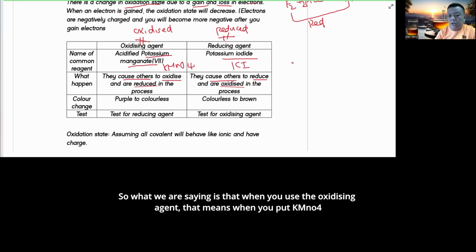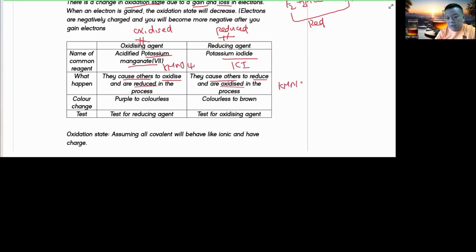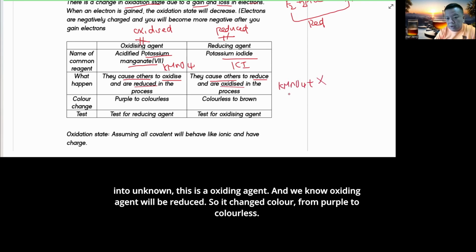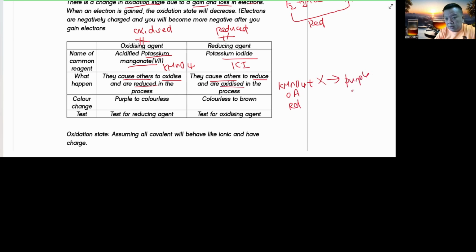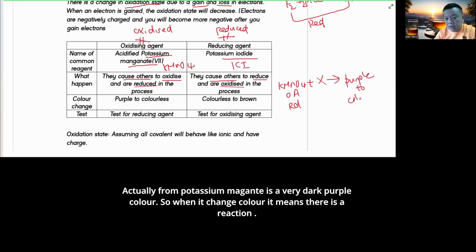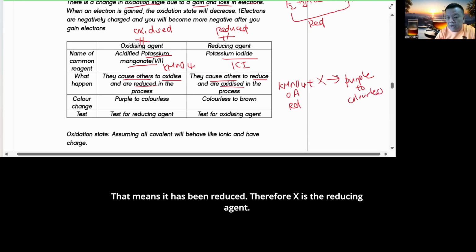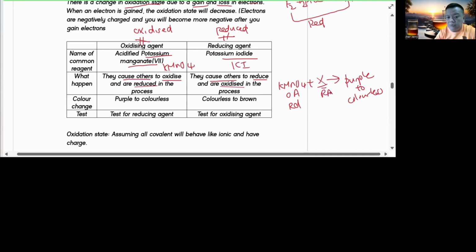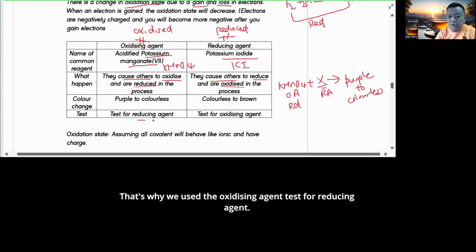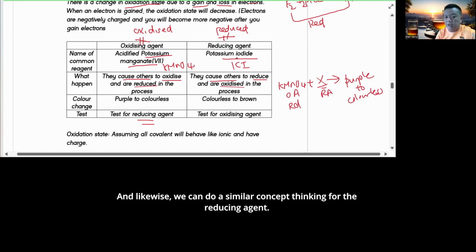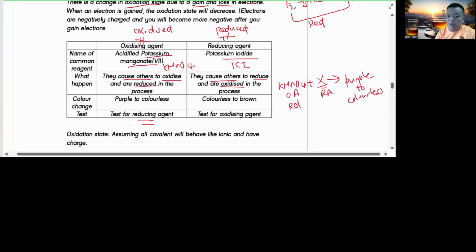When you use an oxidizing agent, it means you put KMnO4 into an unknown. This is an oxidizing agent, and we know an oxidizing agent will be reduced. So if it changes color from purple to colorless, since potassium manganate is a very dark purple color, a color change means there's a reaction. It means it has been reduced. Therefore, X is the reducing agent. That's why we use the oxidizing agent to test for a reducing agent. And likewise, we can use similar thinking for the reducing agent.